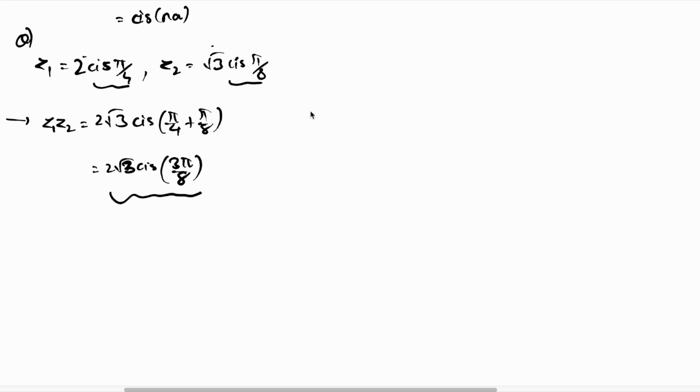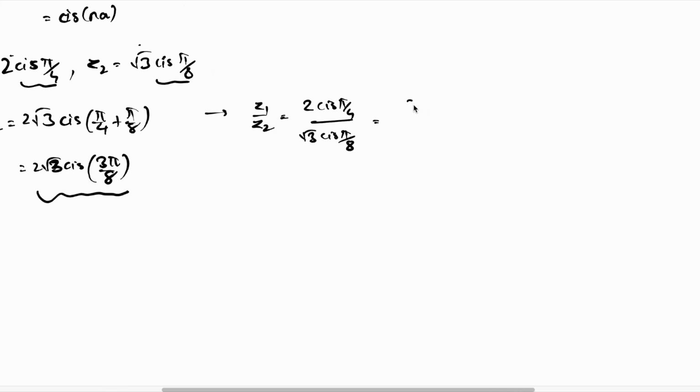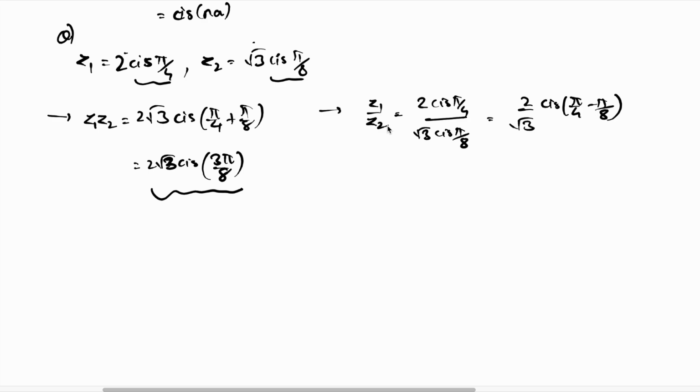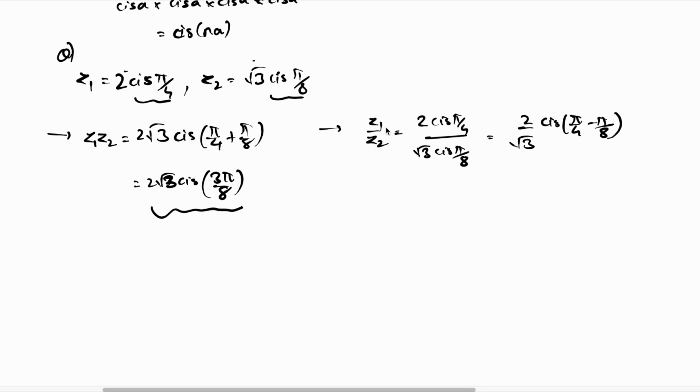Division also works the same way. For example, if I have to find z1 upon z2, that will be 2 cis pi over 4 upon root 3 cis pi over 8, which will give me 2 upon root 3 cis pi over 4 minus pi over 8. Writing the complex numbers in polar form actually helps to understand properties of modulus as well.